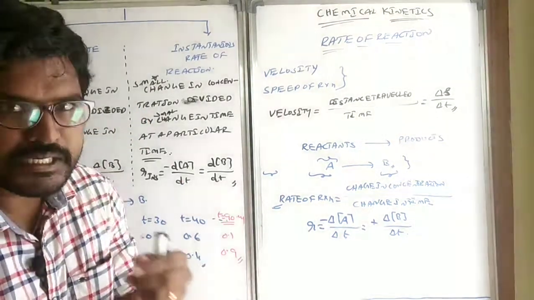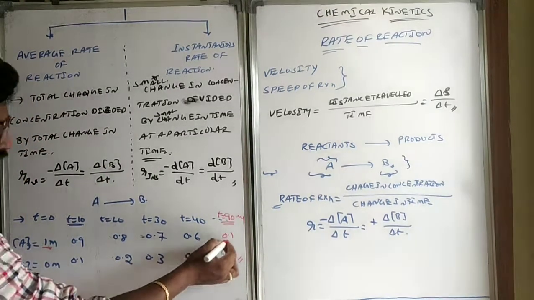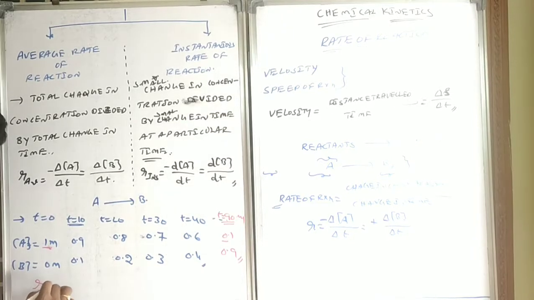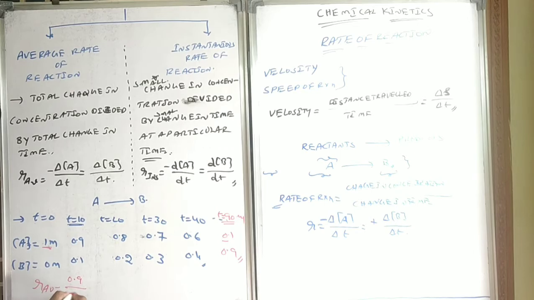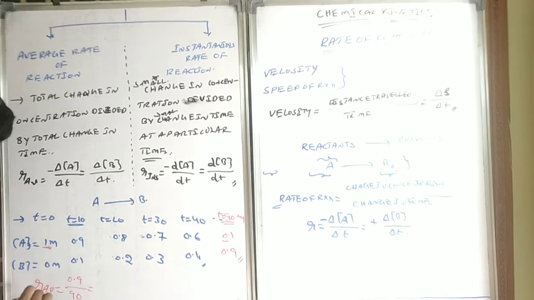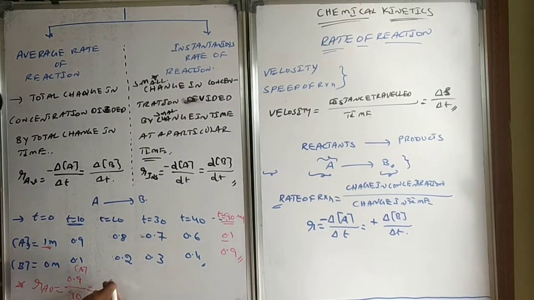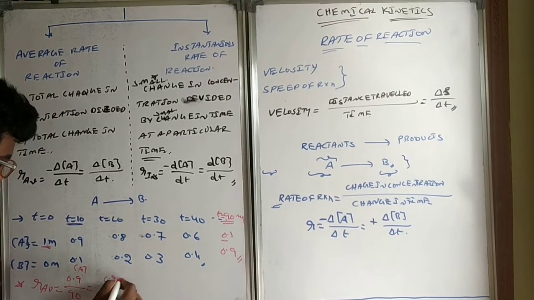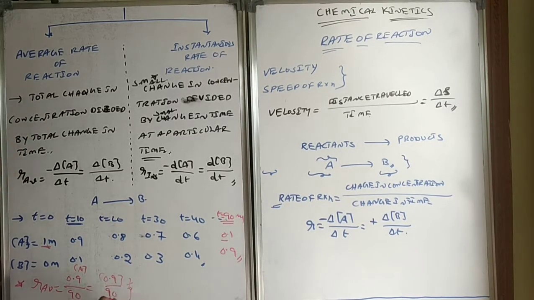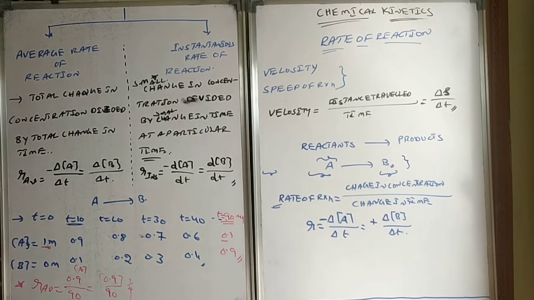What is the average rate of reaction? It is the total change in concentration, 1 to 0.1. So R average is equal to 0.9 by 90, and this is with respect to A. With respect to B, the change will also be 0.9 by 90. So this is how the average rate comes. But what about the instantaneous rate? That is difficult.